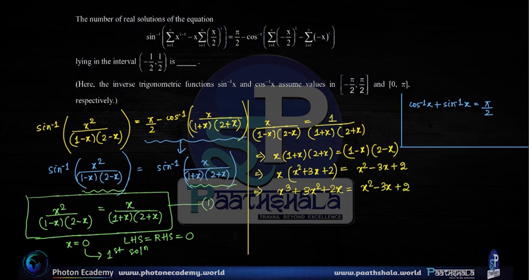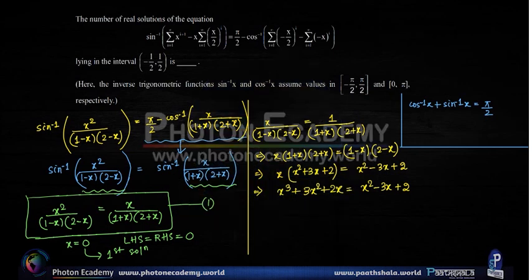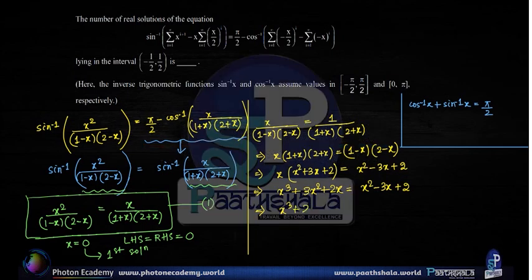From this equation, we have to find the number of solutions which lie in the interval minus 1 by 2 to 1 by 2. So this is a cubic equation, and we bring all the RHS terms to the LHS side. We have x cube plus 2x square plus 5x minus 2 is equal to 0.